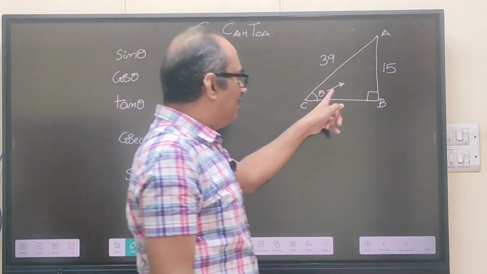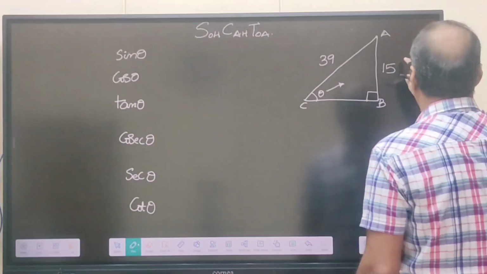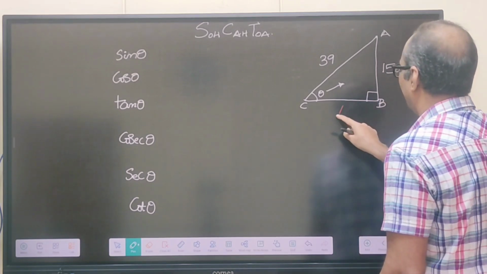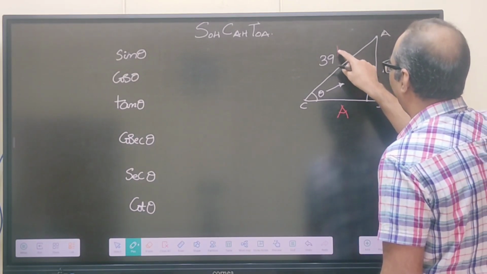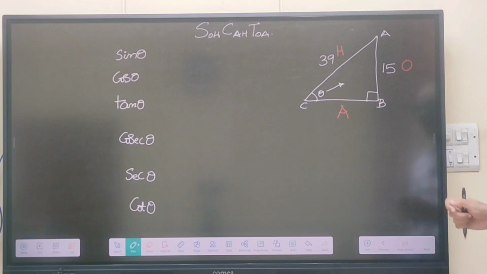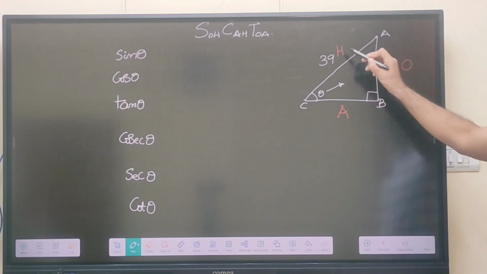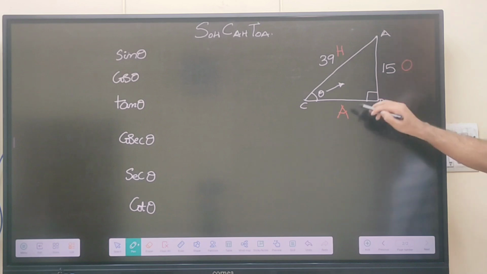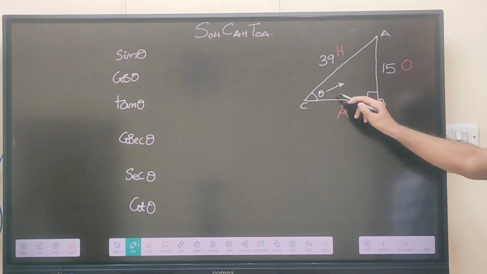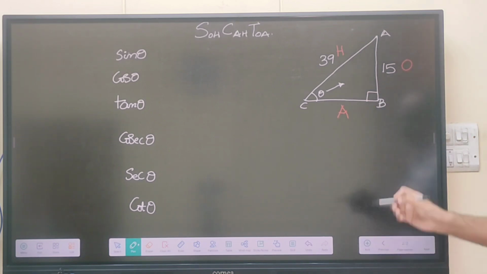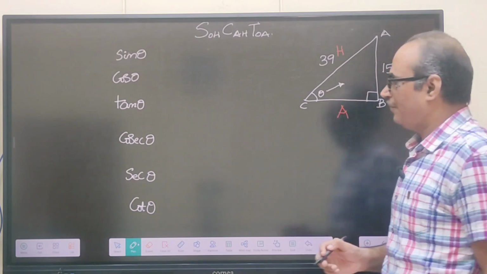Now if I am looking from here, what will be my opposite side? This will be my opposite, this will be my adjacent, and this is my hypotenuse. It's very simple. You have a right angle triangle, then always the slant side is the hypotenuse. The other two are called legs of the right angle triangle. In this scenario, they are opposite and adjacent because we are looking from C.